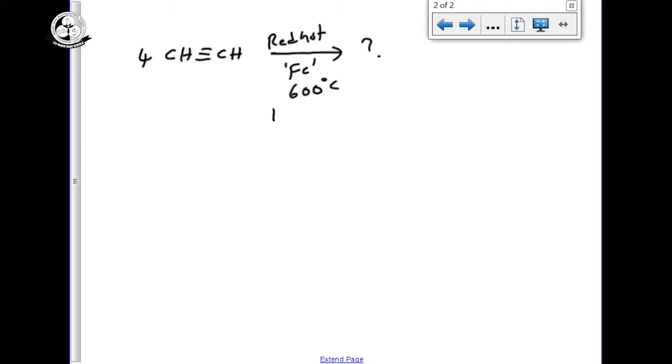And we have to use high pressure also. See, 4 molecules we have to combine. We will try what we are getting.